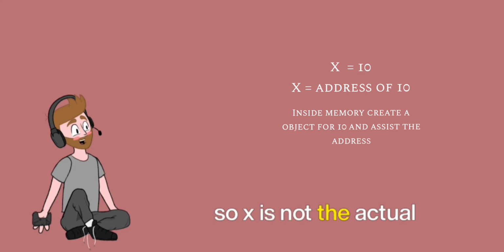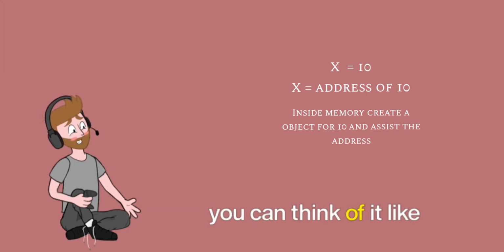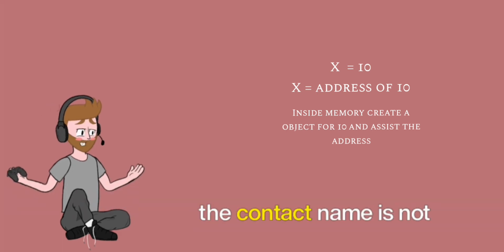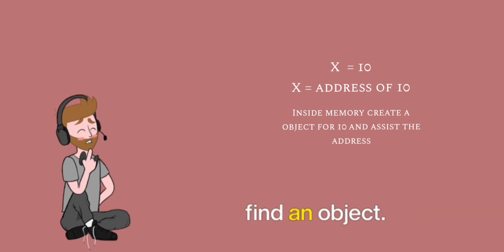So X is not the actual number. X is simply a name that points to the number. You can think of it like a contact name in your phone. When you save a contact, the contact name is not the person. It only helps you find the person. In the same way, a variable helps Python find an object.